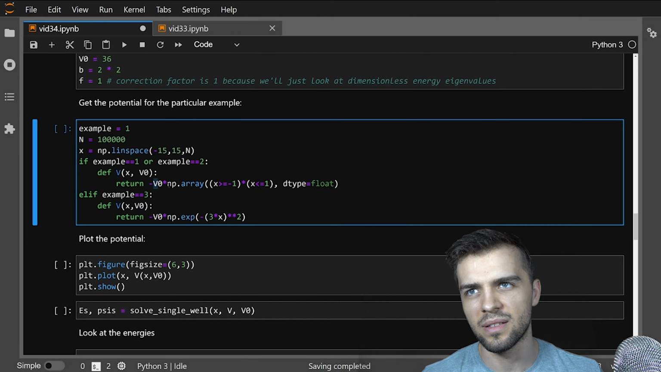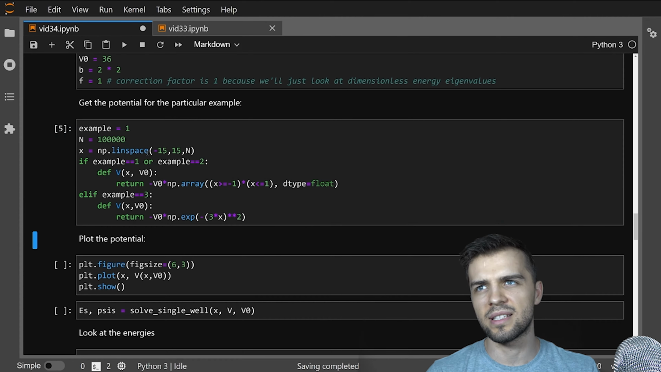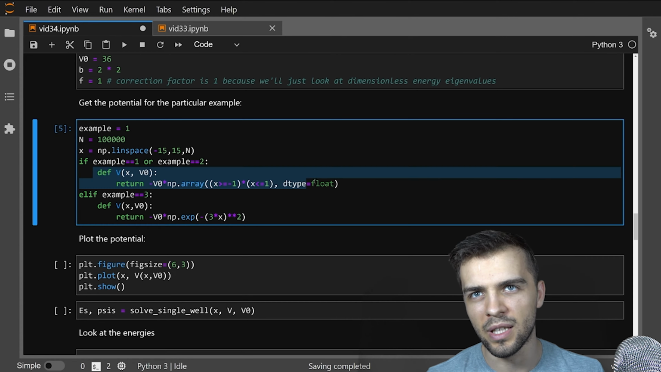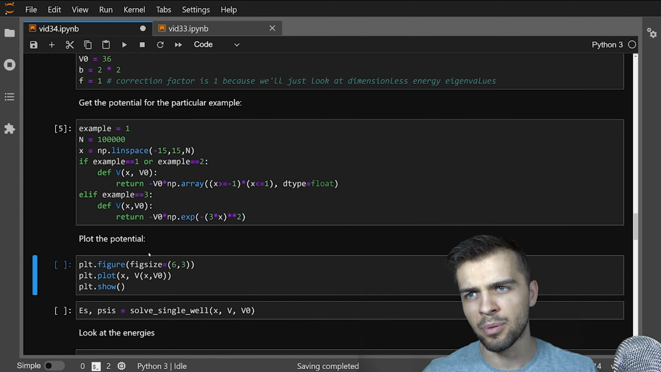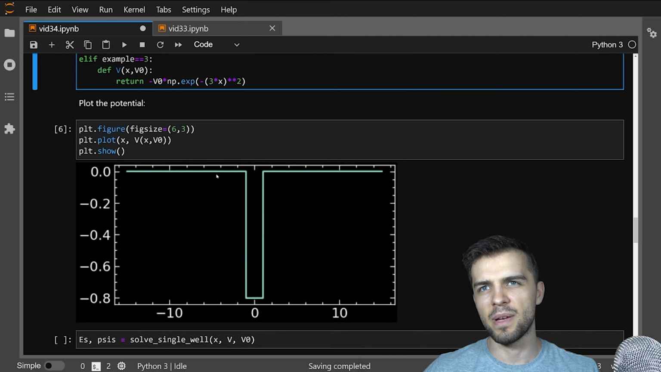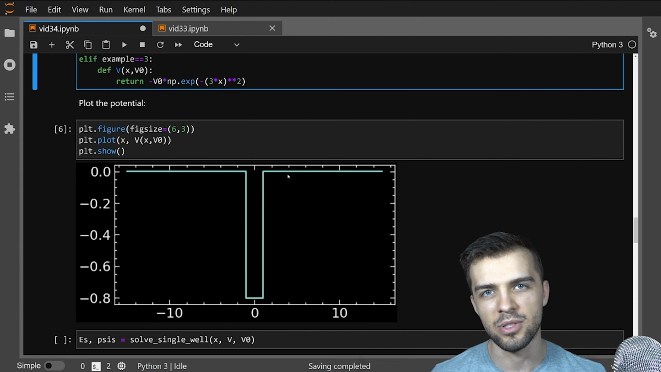It's minus V naught well. And I go over sort of what this corresponds to in my previous video. But the point is that I'm considering the first example of my 3 examples. I define the potential this way, and I can plot this potential because I have X that goes from -15 to 15 with 100,000 points. And this is basically what my potential looks like. This is a single well potential that I'm solving here.